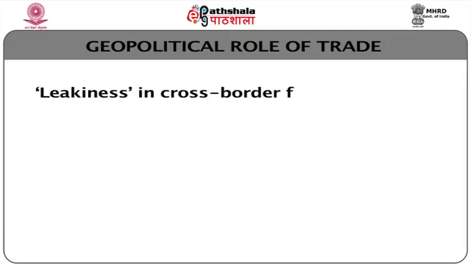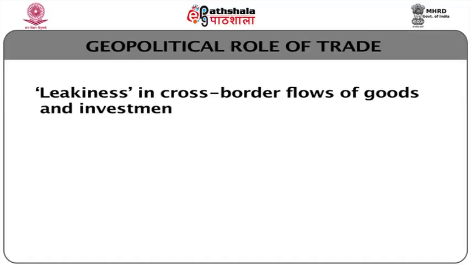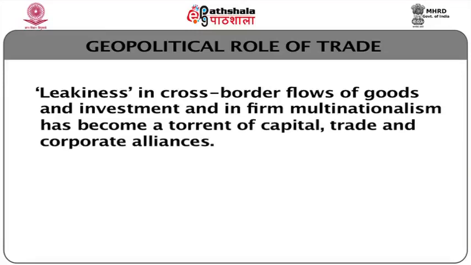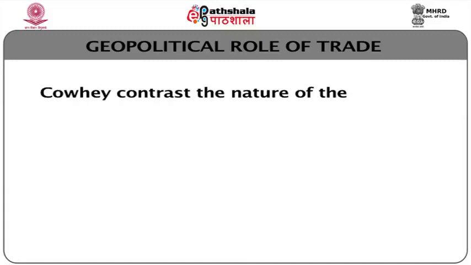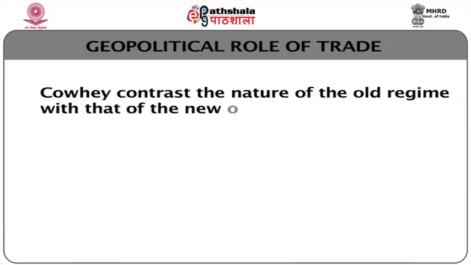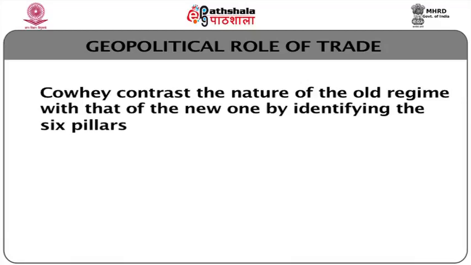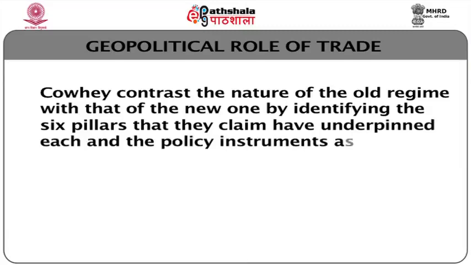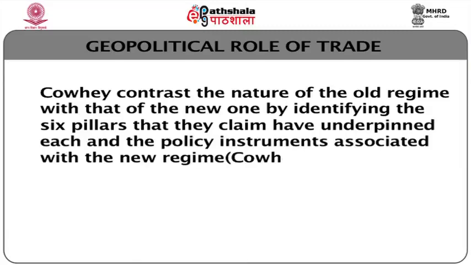The leakiness in cross-border flows of goods and investment and in the firm, multinationalism, has become a torrent of capital, a torrent of trade and corporate alliances. Cauchy contrasts the nature of the old regime with that of a new one by identifying the six pillars that they claim have underpinned each, and the policy instruments associated with the new regime.